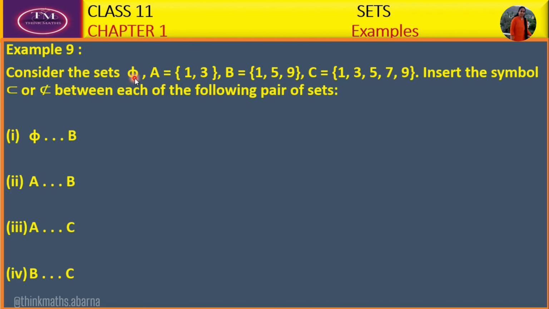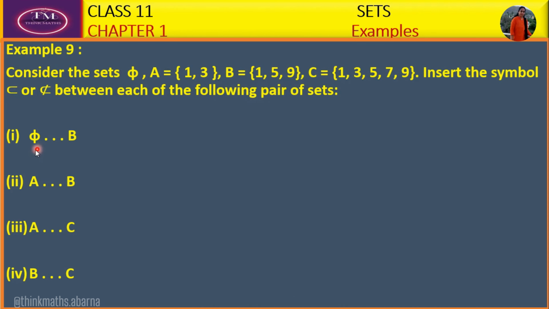Consider the sets phi, where phi is a null set, A is equal to {1, 3}, B is equal to {1, 5, 9}, and C is equal to {1, 3, 5, 7, 9}. Insert the symbol subset or not a subset between each of the following pairs of sets.